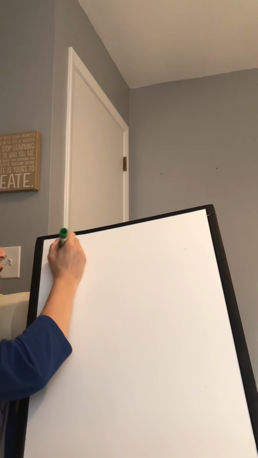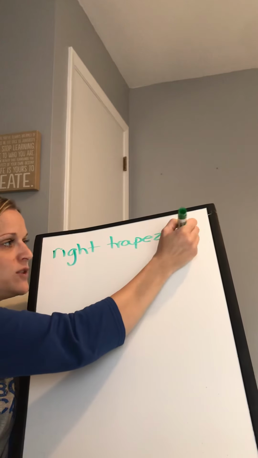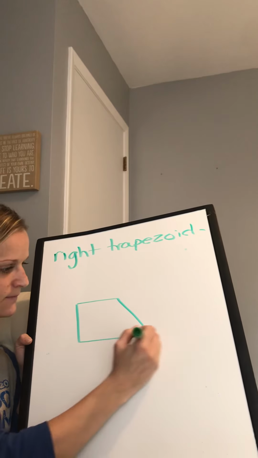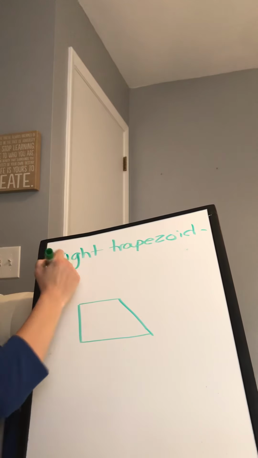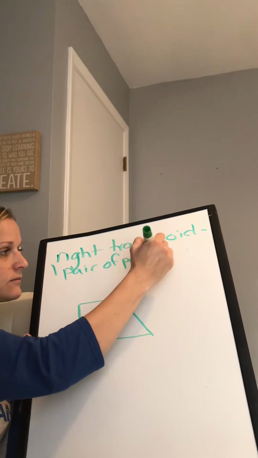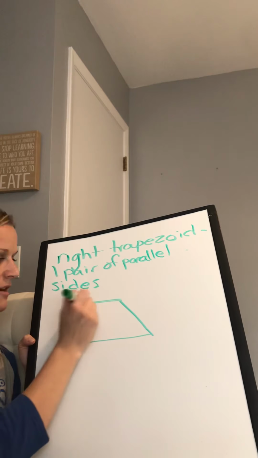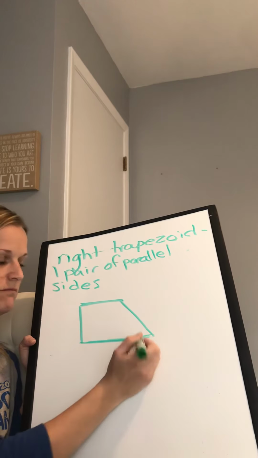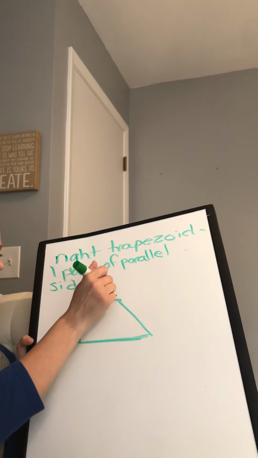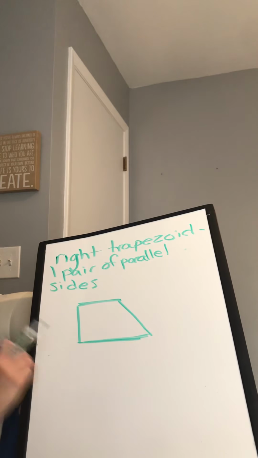Now, I also want you to know there is a different trapezoid. There is something called a right trapezoid. And a right trapezoid looks like this. And a right trapezoid has 1 pair of parallel sides. So this side here is parallel to this side here. They will never touch. But this side and this side, they eventually are going to touch. If these lines keep going, they're eventually going to touch each other. So only 1 pair of parallel sides.